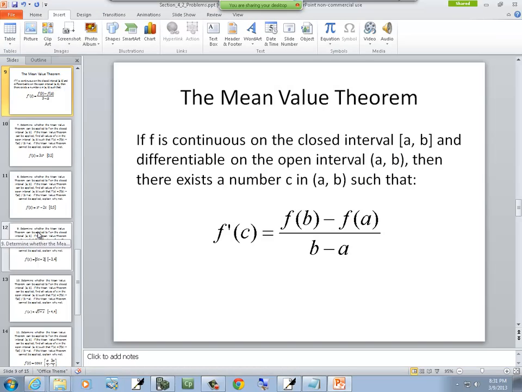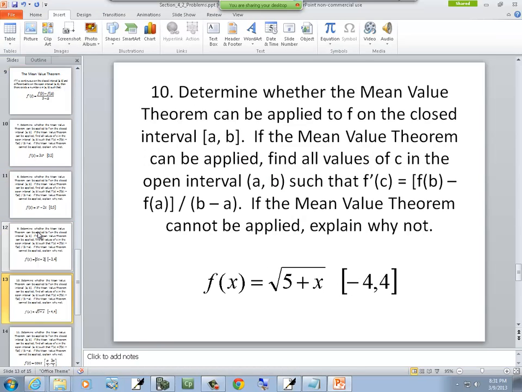Okay, number 10. Let's take a look at this one. Grab a drink here.